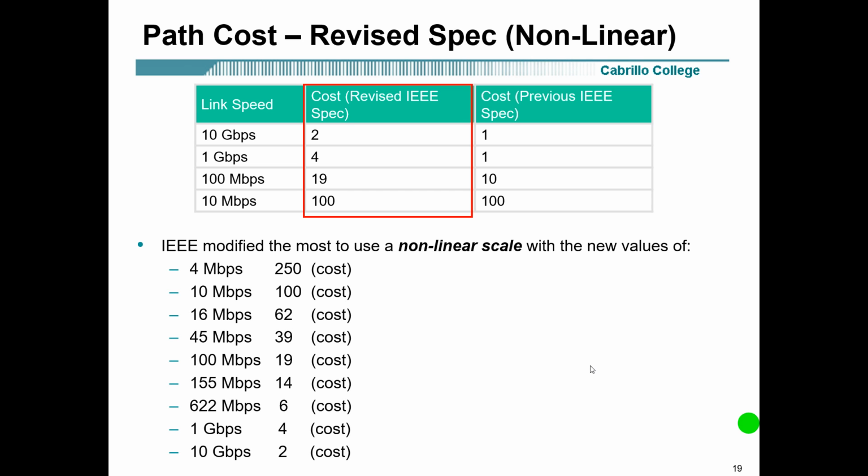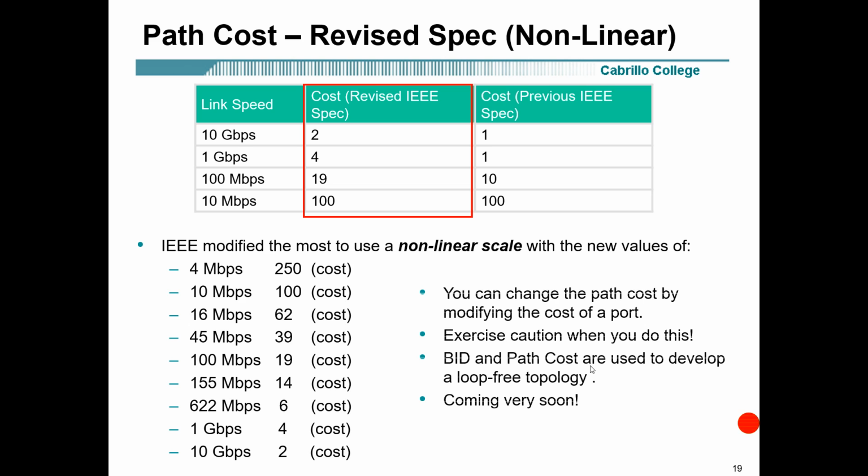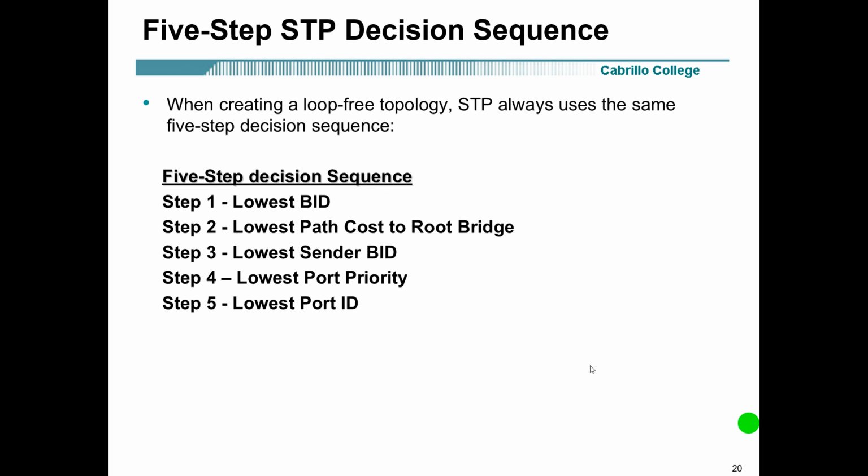These costs you don't really need to know per se, but do recognize that there are costs not just for 10 gigabit, 1 gigabit, 100 and 10 megabits, but there are for 4 megabits, 10 megabits, 16, 45, 100, 155, 622 megabits, 1 gig, 10 gig, and so forth. You may change the path cost by modifying the cost of a port. You have to be cautious when you do this. The BIDs and path costs are used to develop our topology. And again, hang on, we are getting close to that concept.